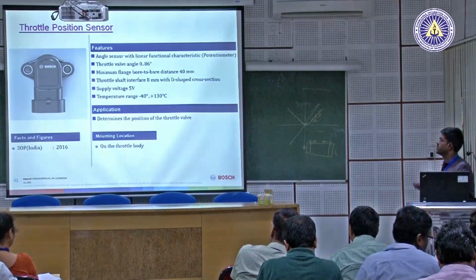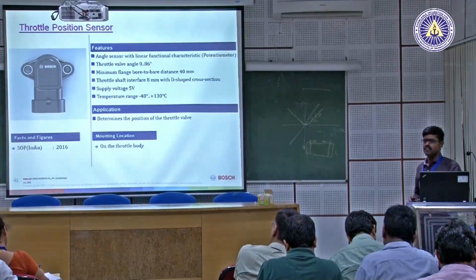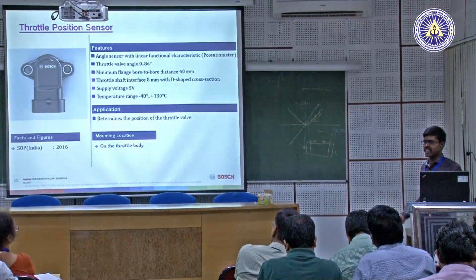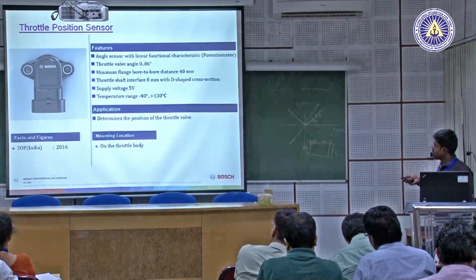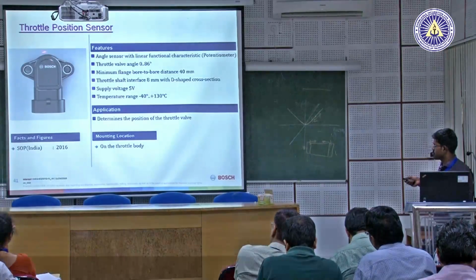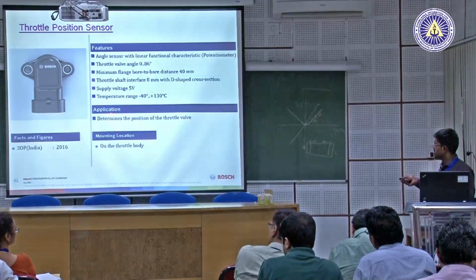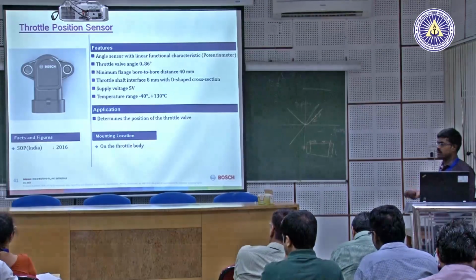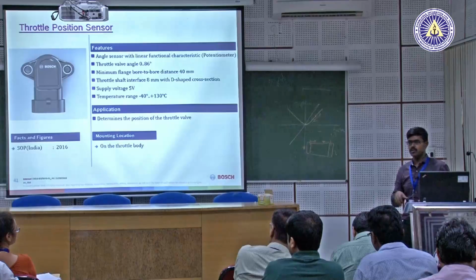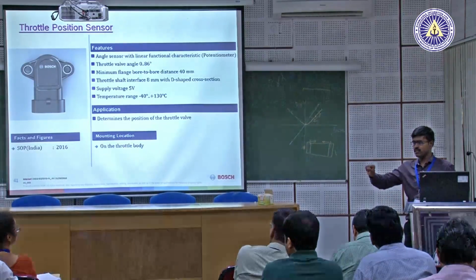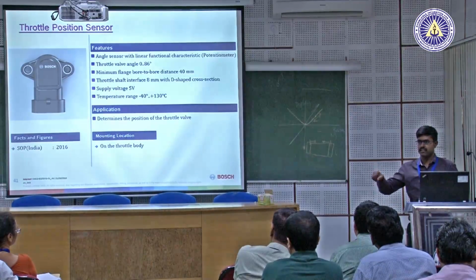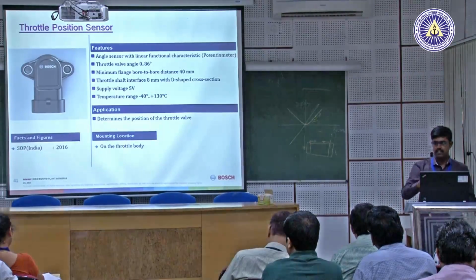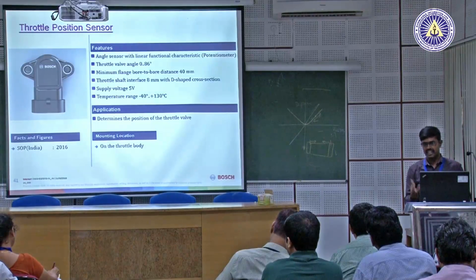Okay, then we have the throttle position sensor, which is widely used in gasoline applications, mainly in two-wheelers. This sensor determines the position of the throttle valve. It is mounted on the throttle body. For example, when you ride a bike and accelerate through the accelerator, you are opening the throttle valve through a wire connected, for the amount of air to be taken in.